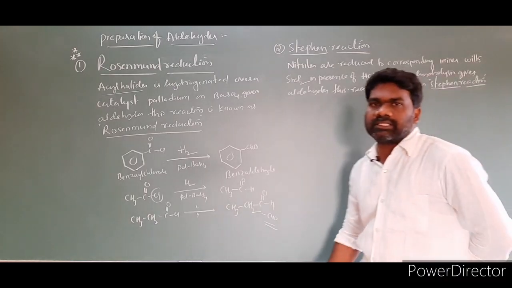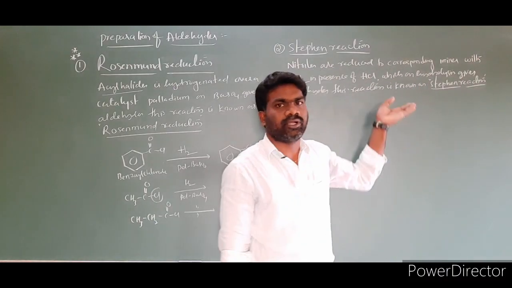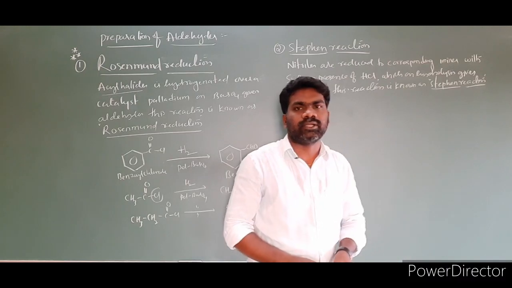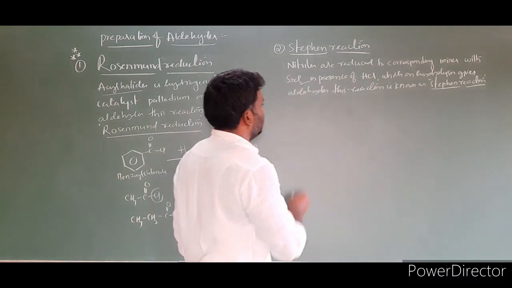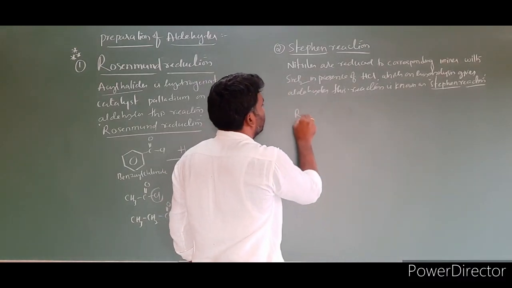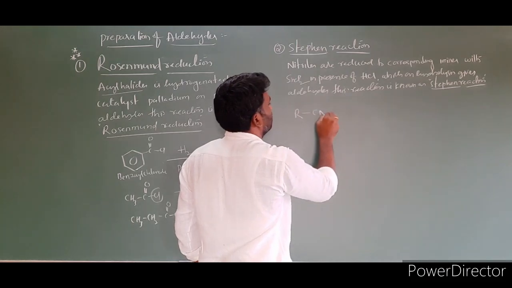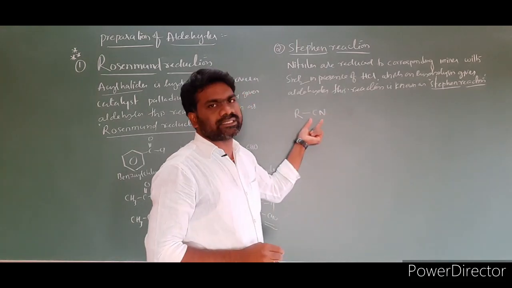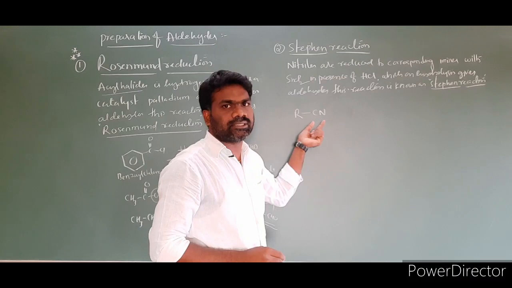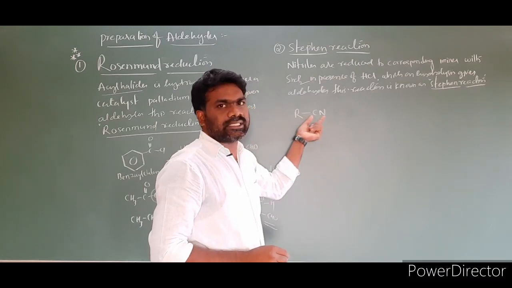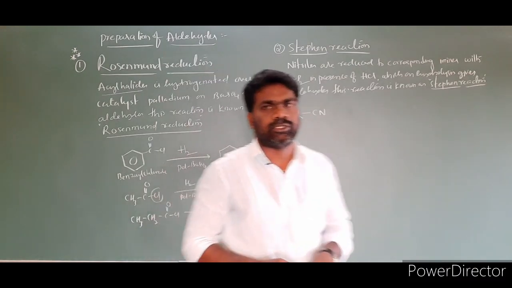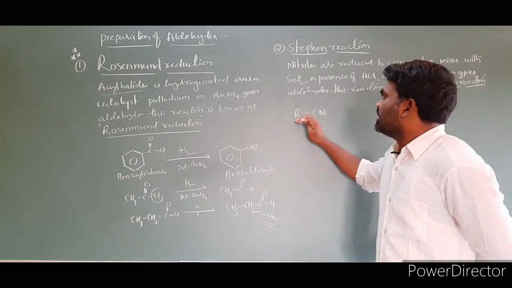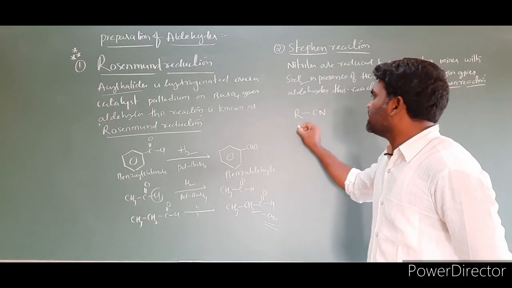So first we have to write the statement. When a name reaction is given, first we have to write the statement, then we have to write an equation. Then for the Stephen reaction, what is the equation? I am taking nitrile, RCN. This CN is nothing but cyanide. Nitriles are also called cyanides. Cyanide is a common name and nitrile is the IUPAC nomenclature.